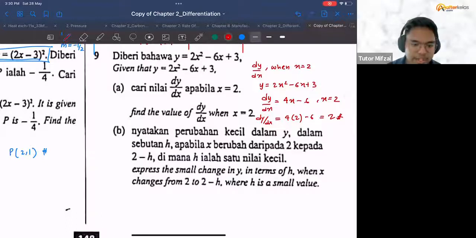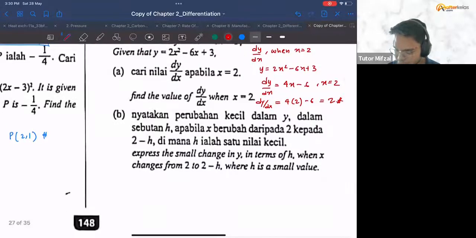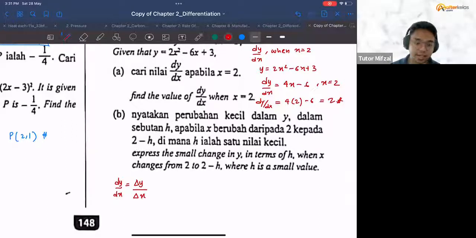Now, express the small change in y in terms of h when x changes from 2 to 2 minus h, where h is a small value. Do you guys still remember small change? Do you remember we taught before that dy over dx is equivalent to the small change of y divided by the small change of x? This is a formula that we have discussed the other week.